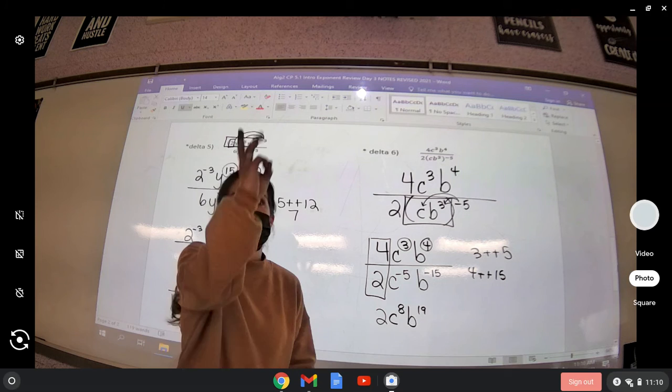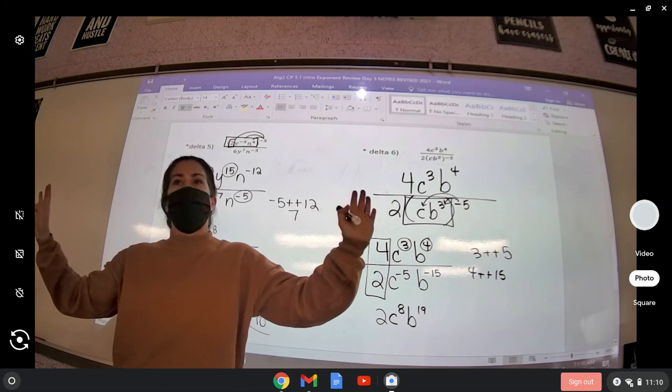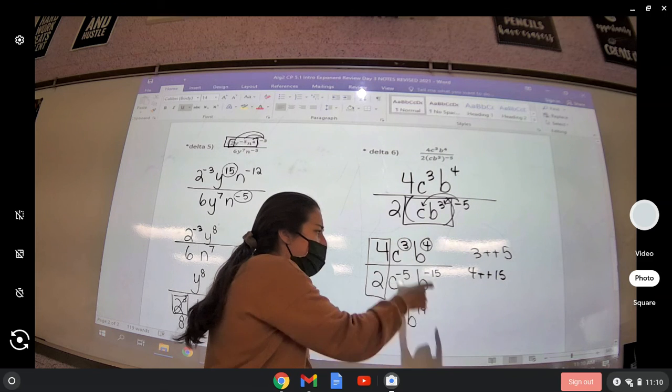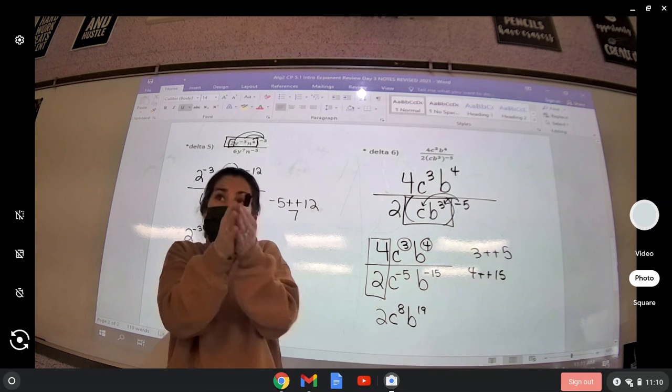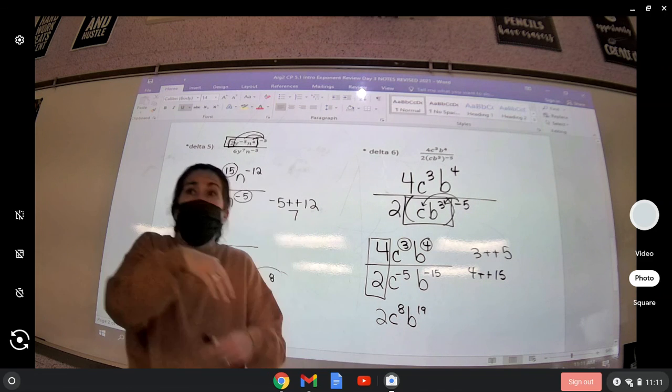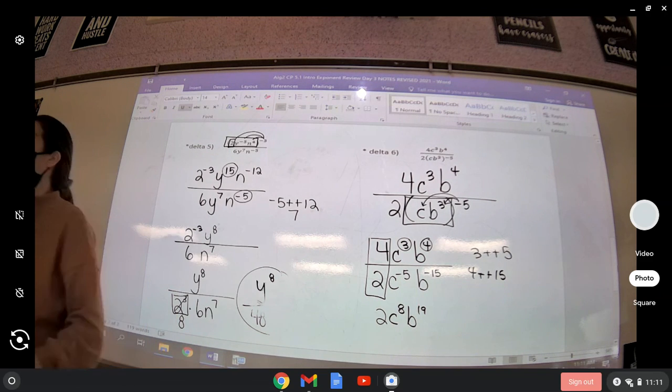And guys, you will know you're done for 3 reasons. Number 1, I've got no negative exponents. Number 2, I don't have C's and B's on top and bottom anymore. They are simplified to just one spot. And number 3, my 2 has nothing to be divided or reduced with. So you're done. Go ahead, Kyle.